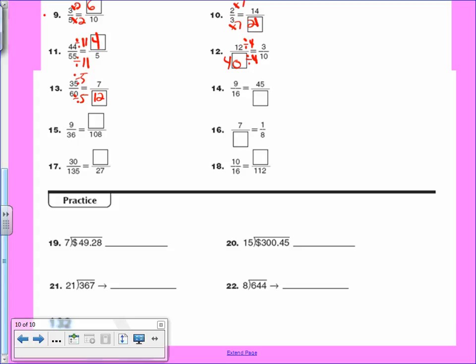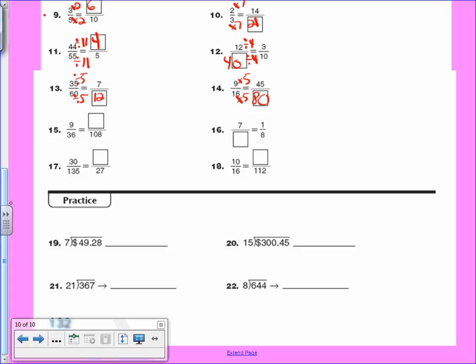Now we're going from a small number to a large number. 9 times 5 equals 45. 16 times 5 equals what number? Well, this isn't basic facts, so I better do some work on the side. 16 times 5, so we have 5 times 6 equals 30. 5 times 1 is 5, plus 3 is 8, so 80.